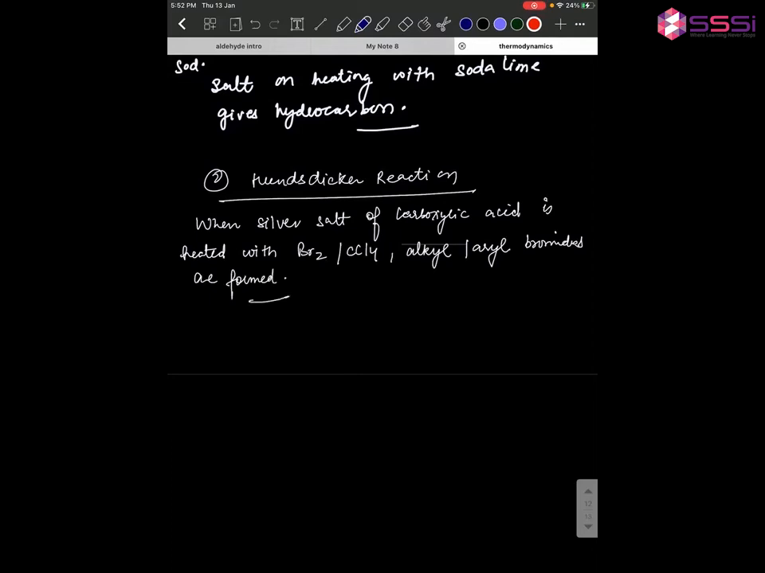What does this mean? This means that if we are taking silver salt, CH3COOAg, this is the silver salt of a carboxylic acid.